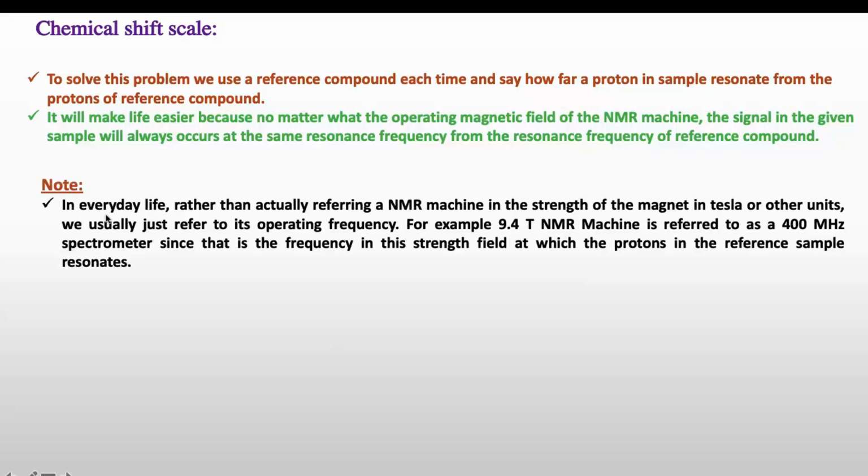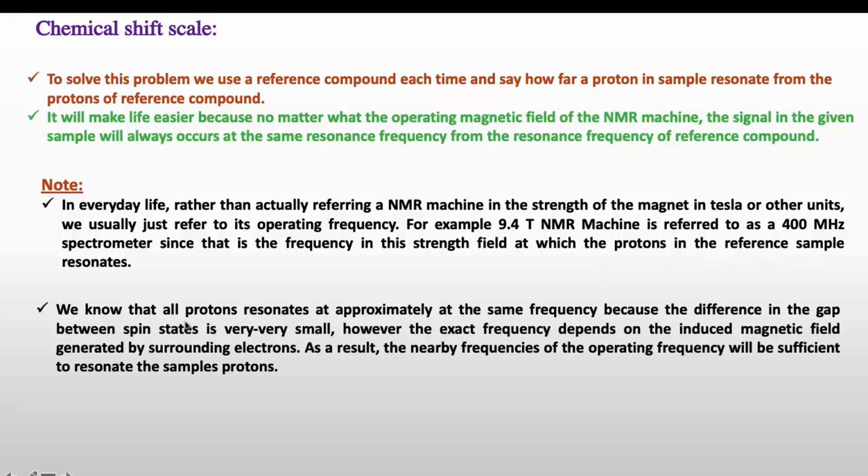Here we have to remember that in everyday life, rather than actually referring to an NMR machine by the strength of the magnetic field in Tesla or other units, we usually just refer to its operating frequency. For example, a 9.4 Tesla NMR machine is referred to as a 400 MHz spectrometer, because you never hear that this instrument is 9.4 Tesla or 1.4 Tesla. You always hear that this is a 500 MHz instrument, this is a 400 MHz instrument. That means that's the operating frequency of that instrument, since that is the frequency in this strength field at which the protons of the reference sample resonate.